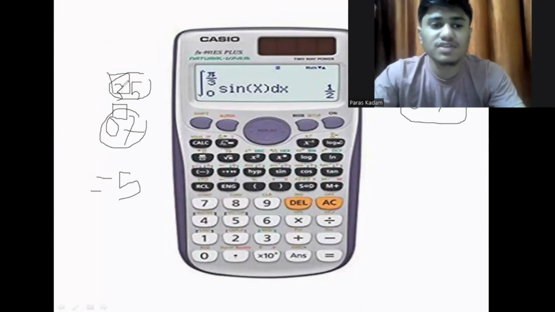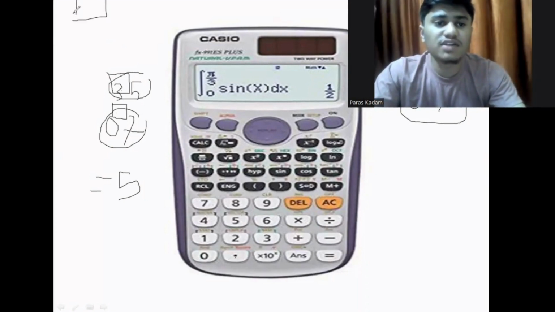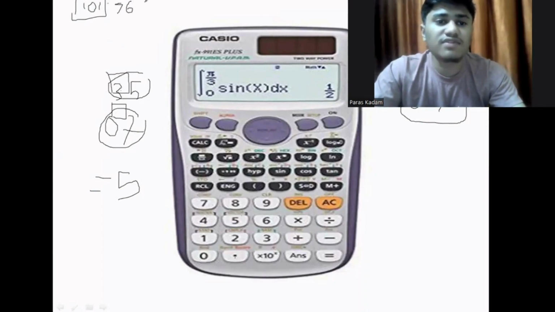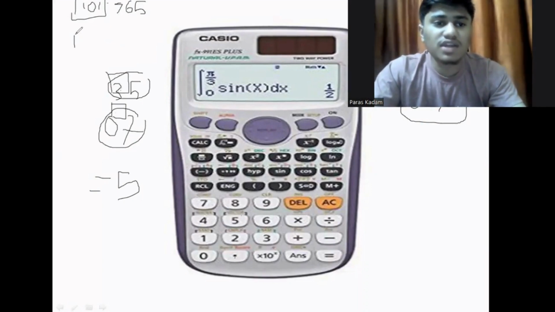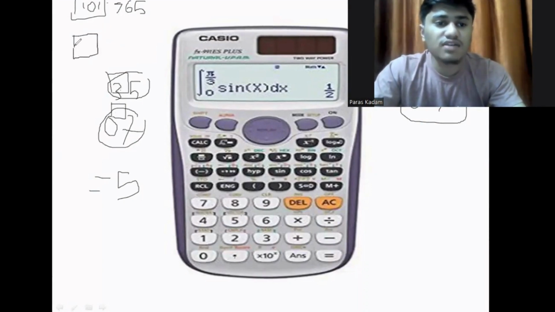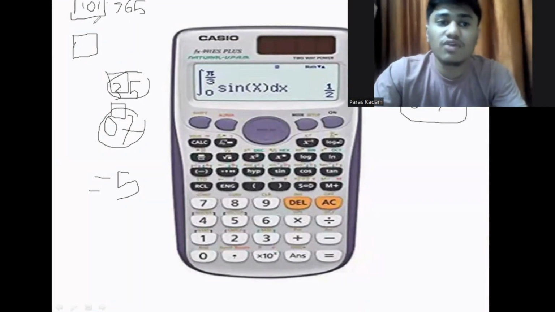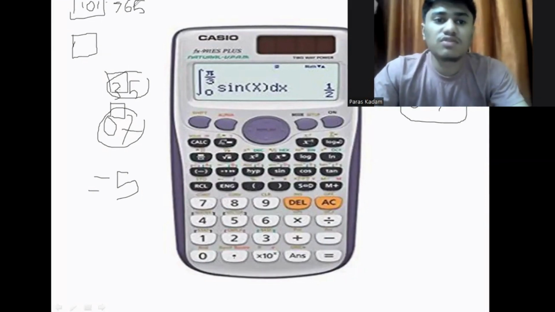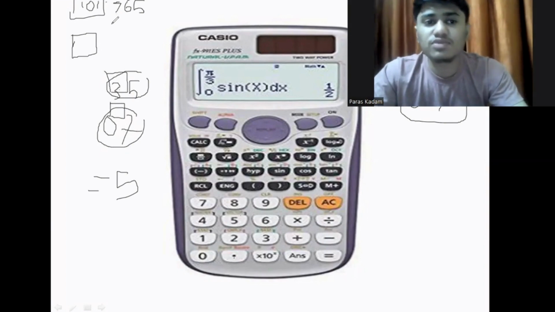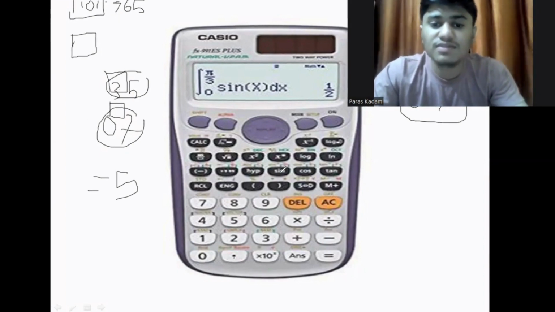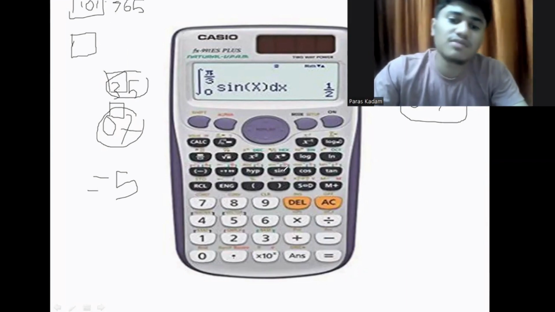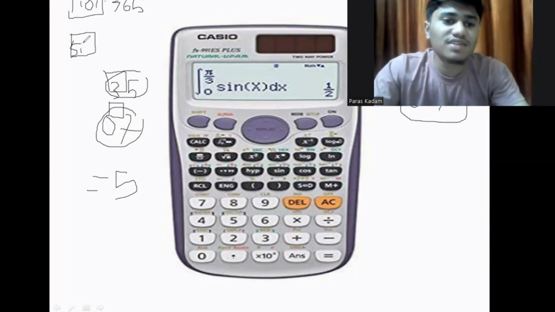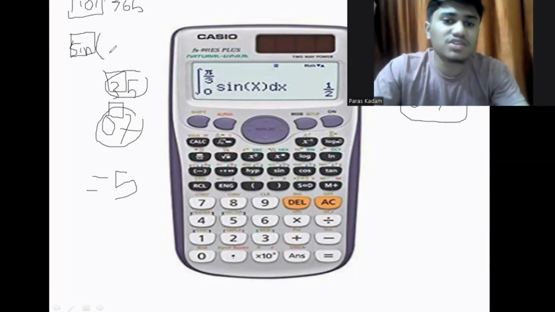If you want to do complex calculations, suppose in the numerator you are taking 101.765, and in the denominator you are taking something like the sine of an angle. If you are dividing this number by a trigonometric ratio, how will you do that? You will click the sine button. After clicking the sine button, you will get the sine ratio as well as a bracket.